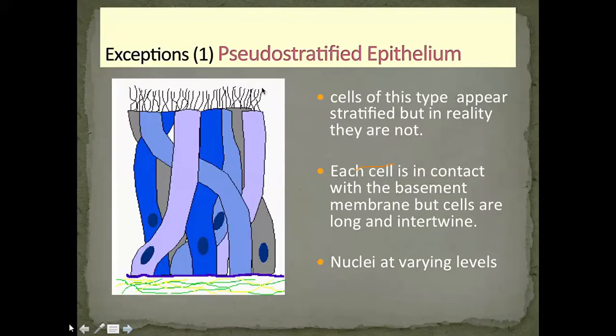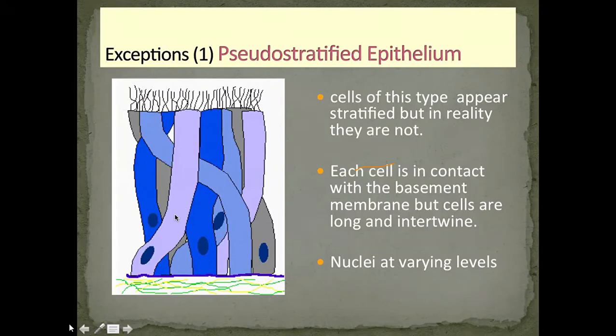The first one is a pseudo-stratified epithelium. In the pseudostratified, the cells of this type appear stratified, but in reality, they are not. So you think it looks stratified, but it is not. Because each cell is in contact with the basement membrane. So this is one cell, one cell, one cell. If you look at that, it looks stratified. But if you look at the basement membrane, each cell is in contact with that basement membrane.